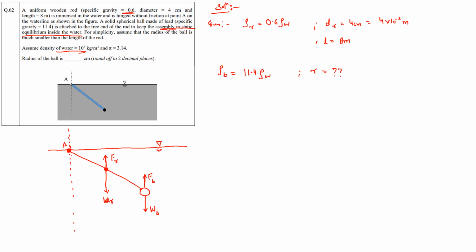If the length of the rod is 8 meters, this distance will be 4 because this will be the centroid, and this distance will be 4. So from arguments of similarity, we can say if this is x, this will be at this point 2x.